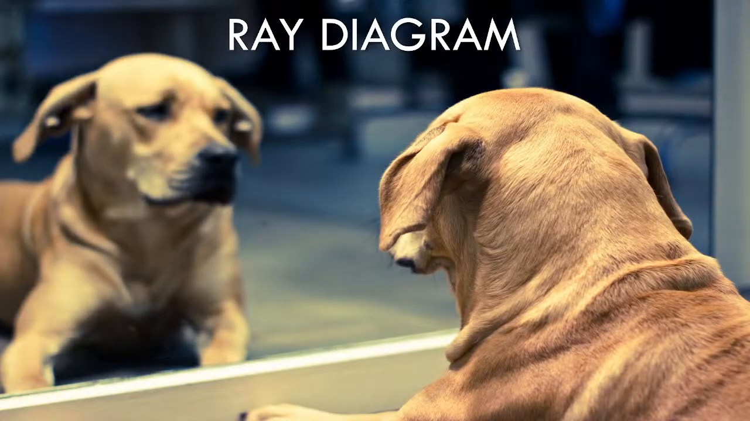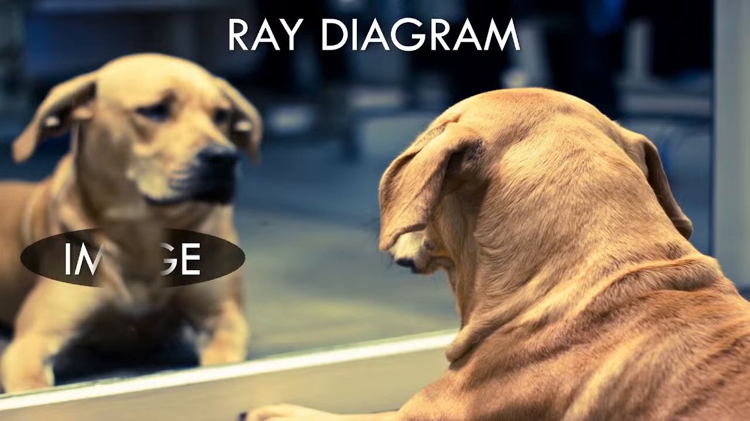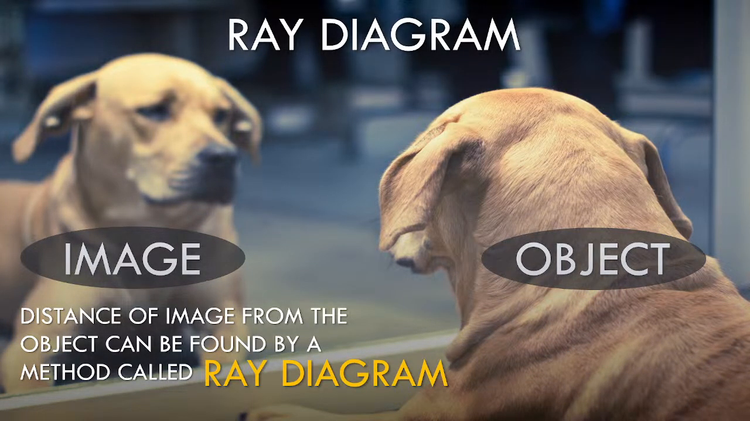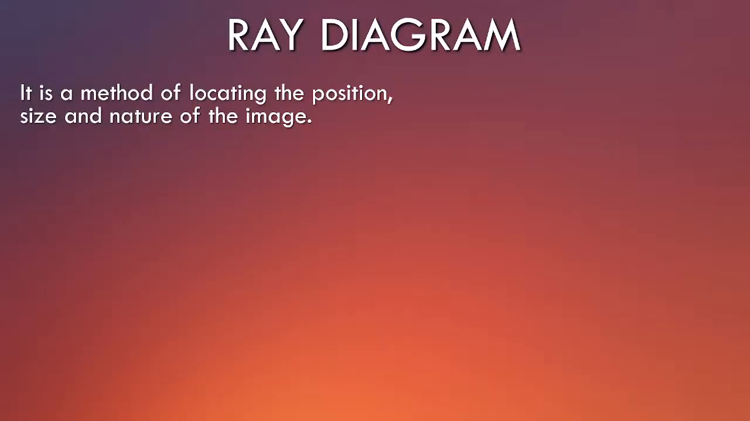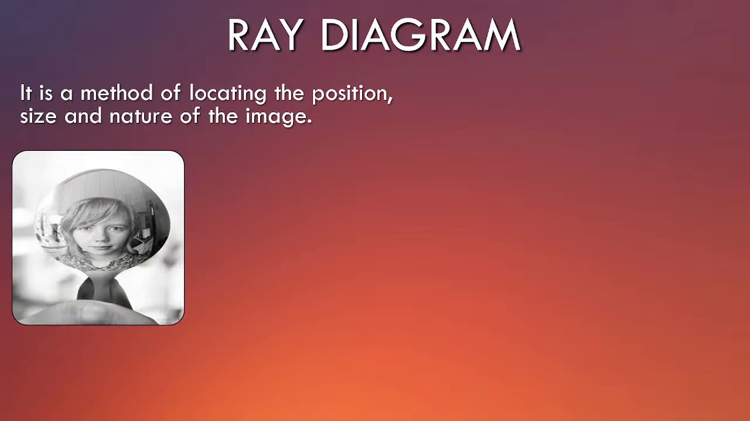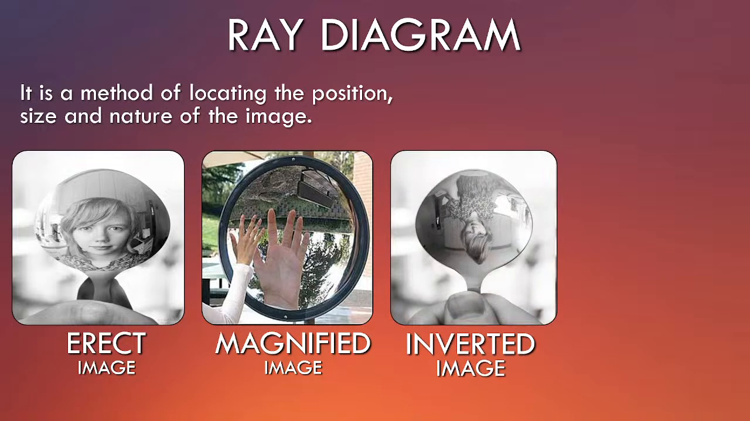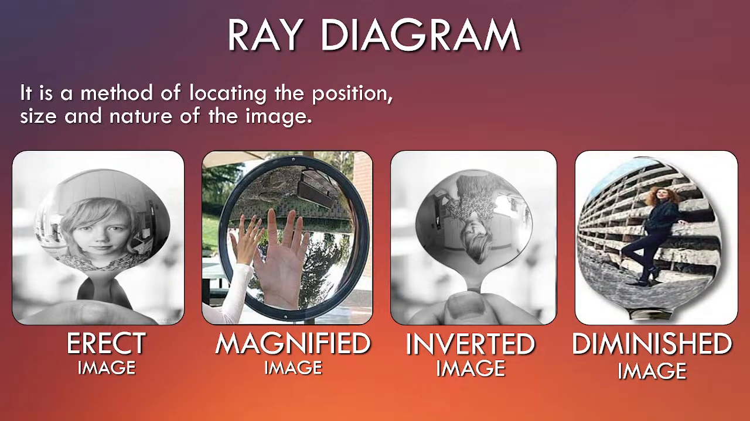Okay, switch off the lights now. Ready? Look at this now. Ray diagram, very important. Image, and this is the object. The distance of an image from the object can be found by a method called a ray diagram. It is a method of locating the position, size, and nature of the image. Have you ever wondered why you look so beautiful in a spoon, right? You must have tried it like this at lunch time, right? Erect image, next. Magnified image, next. Inverted image, right? Okay. So now we'll try to understand what's happening in this phenomenon, diminished image.